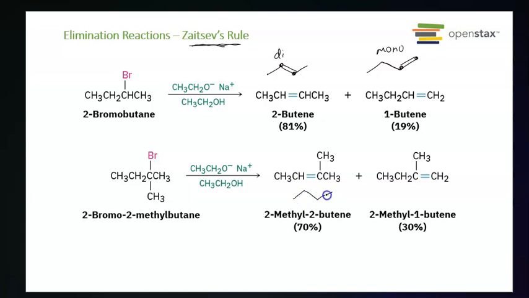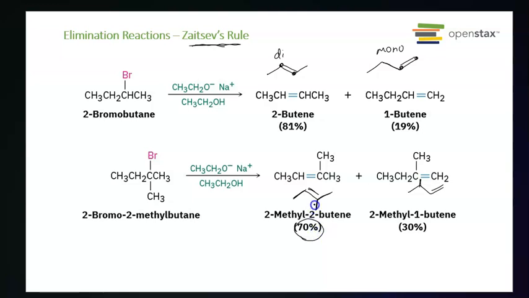This is 2-methyl-2-butene. So we have the double bond here, and in this case, the double bond is over here, and then the methyl group is over here. So the 2-methyl-1-butene product would have only one substituent, whereas the 2-methyl-2-butene has actually three substituents, right? It's tri-substituted because see, there is 1 and 2, and then there is a third substituent. So this becomes your major product.